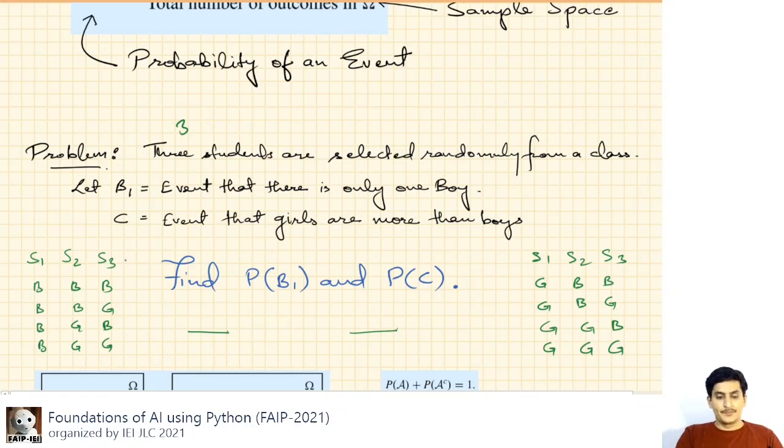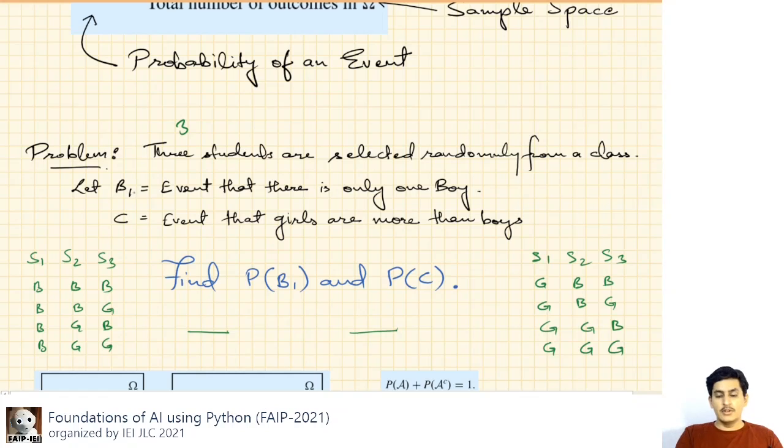S1, S2, S3. Okay. If you look closely, most of you have studied digital logic in third or fourth semester, right? And this table looks a lot like a truth table. If we replace G and B by 1 and 0, it looks a lot like the truth tables that we have seen in digital logic. Again, here we have three variables. Each of them can have two values, either a girl or a boy, right? So from that, let's calculate what the probability will be.